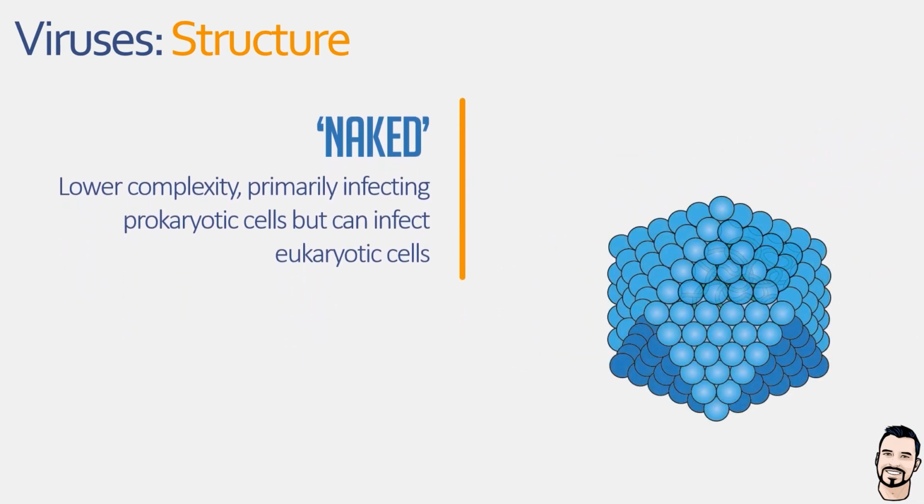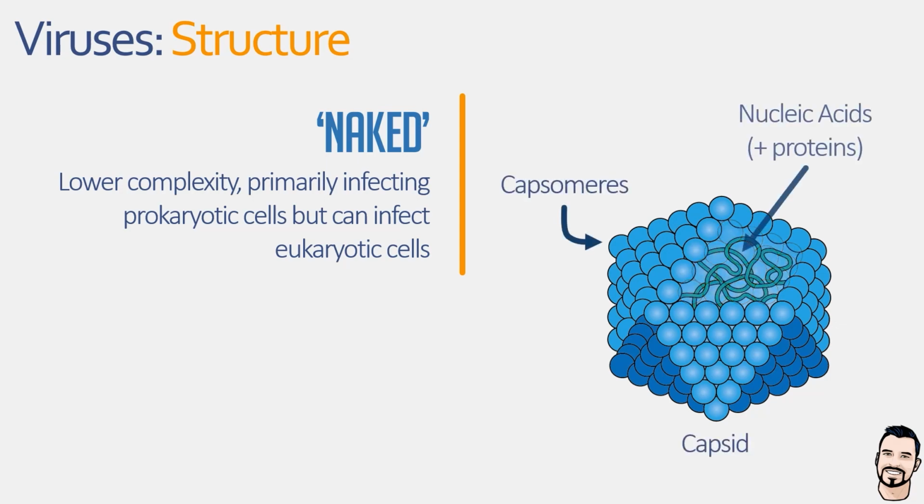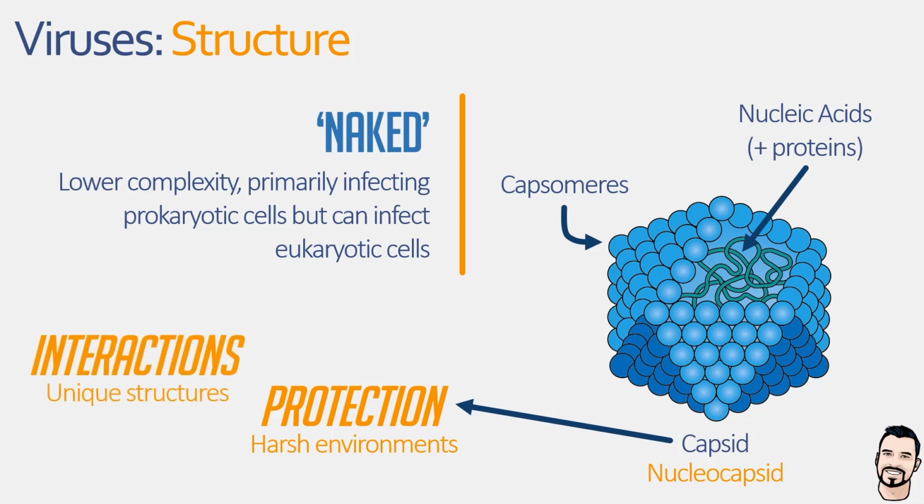So here we have our naked virus, which is composed of a capsid, which is a special protein coat made up of repeating subunits known as capsomeres. And within the capsid you will find the genetic material of the virus and possibly some viral proteins. Now together these components make the nucleocapsid, and essentially it allows the genetic material to be protected from the harsh external environment whilst also allowing the virus to interact with unique structures on target cells.